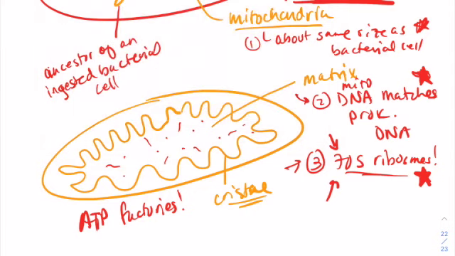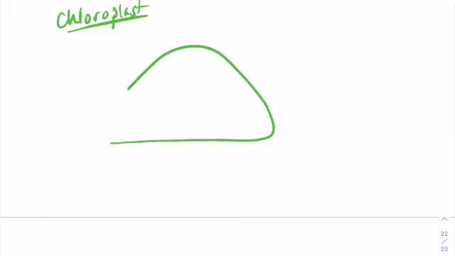Another membrane-bound organelle that some eukaryotic cells have, not all, is the chloroplast. Chloroplast is similar to the mitochondria in that it has two membranes, but it's kind of a lumpy shape. So it still has two membranes, an outer and an inner, and the inner one is folded, but they're stacked, like accordion folds.